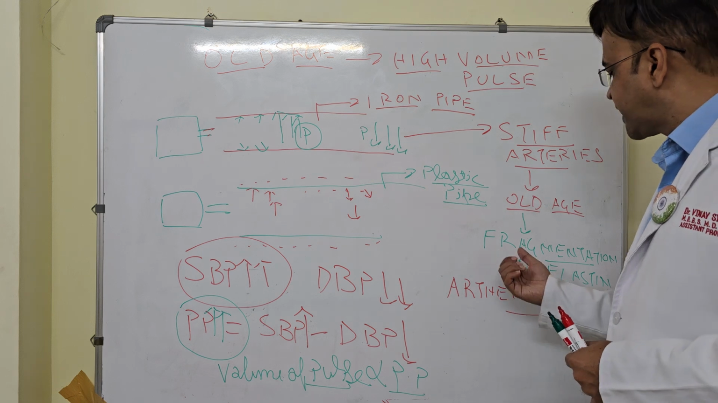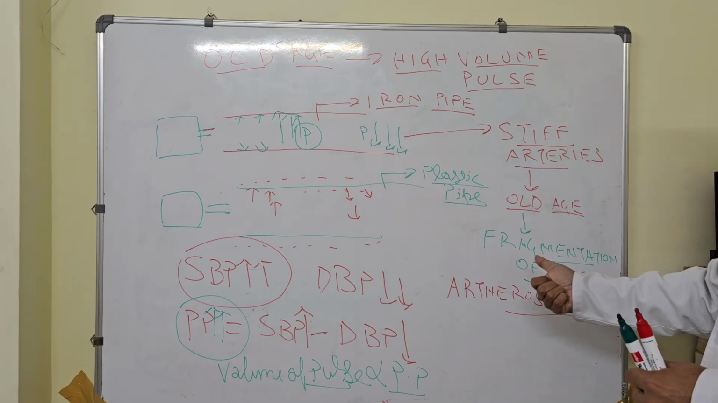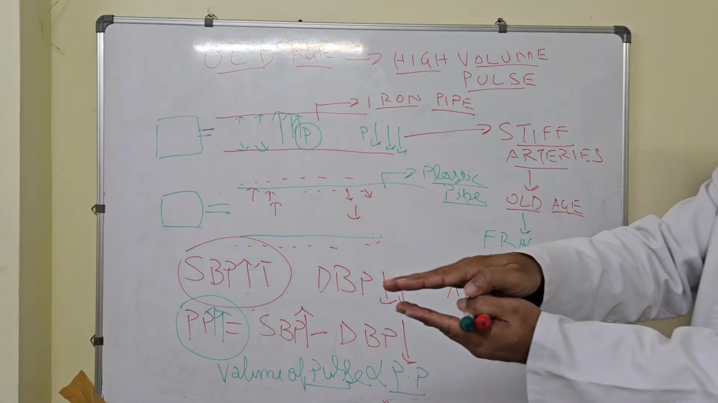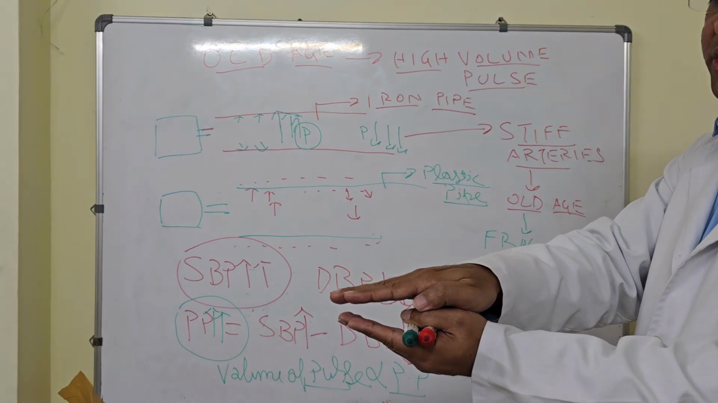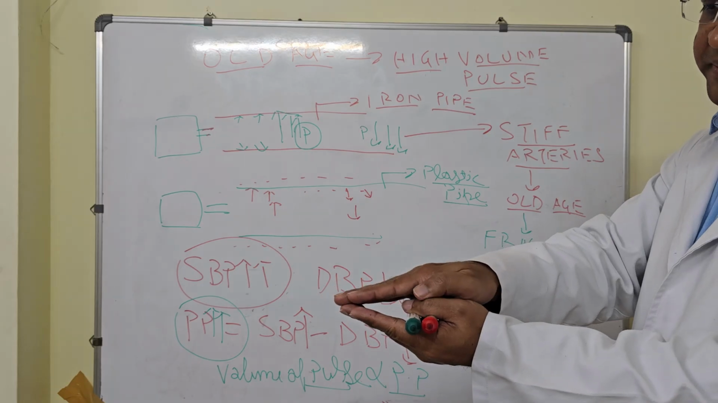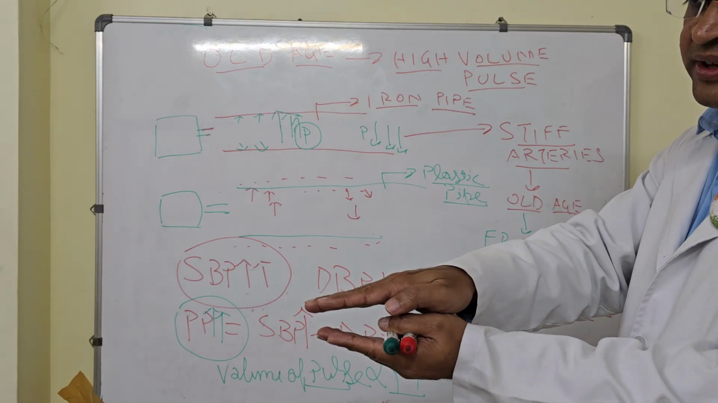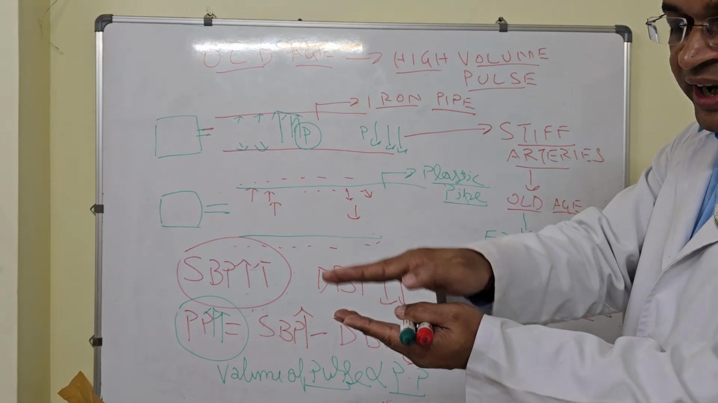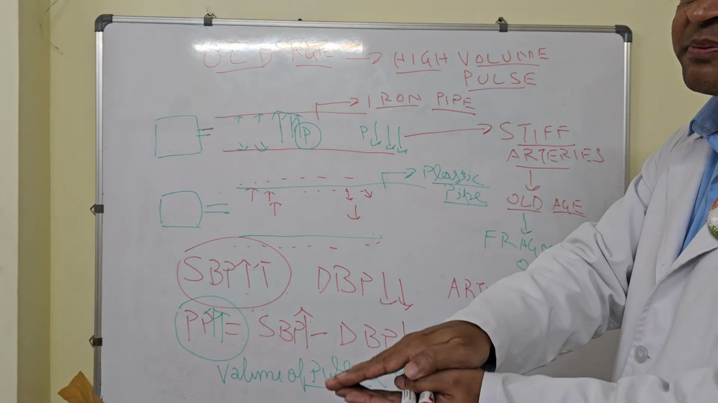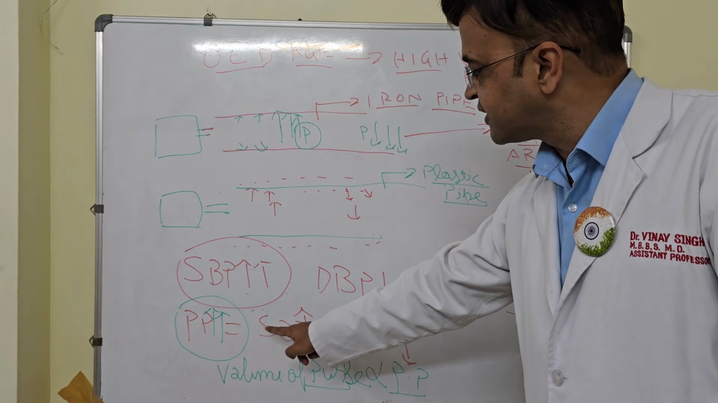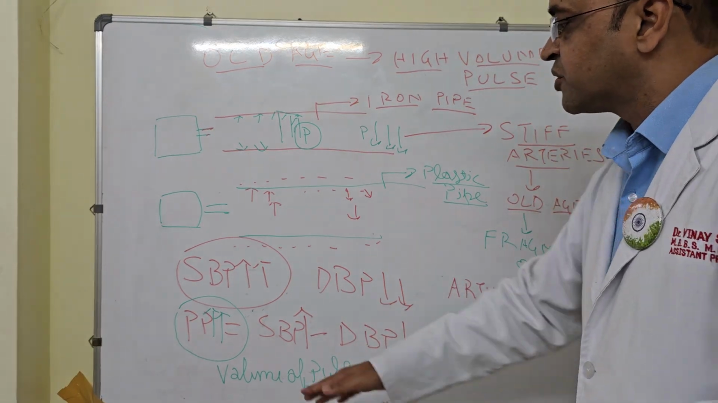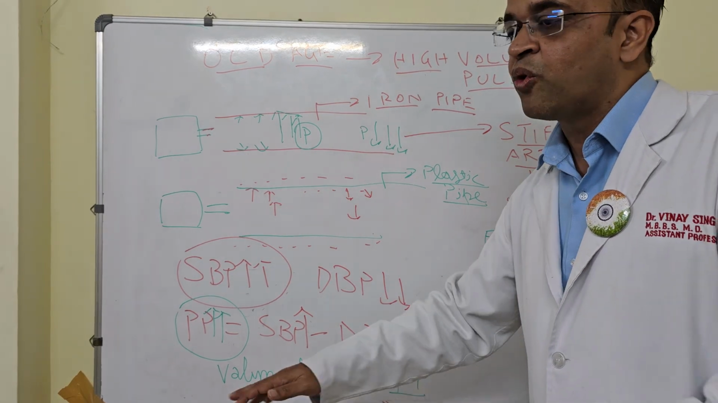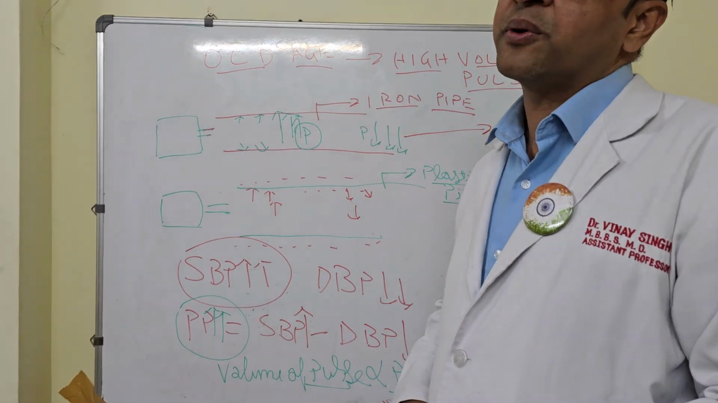In old age, you get fragmentation of elastin and atherosclerosis, which is leading to stiff arteries. Since the arteries have become stiff, they are not going to expand in case of systole. The systolic pressure will increase. They are not going to contract in diastole, so even diastolic pressure will decrease. Systole is increasing, diastole is decreasing, so your pulse pressure will increase. Since the pulse pressure is increasing, the volume of pulse will be more, right?